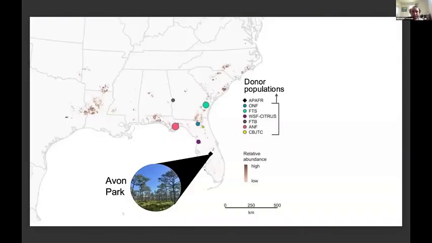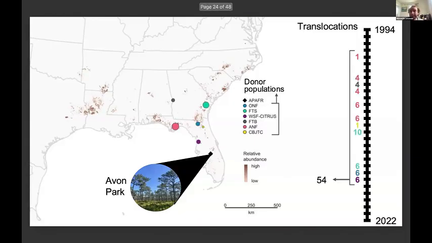This population, so to orient you geographically, Avon Park is down here in southern Florida. And then this population has received exactly 54 translocations from populations in northern Florida and also Georgia. And so showing the timeline here, that's happened. There's been this slow trickle of translocations that have been put into the population for a couple decades.